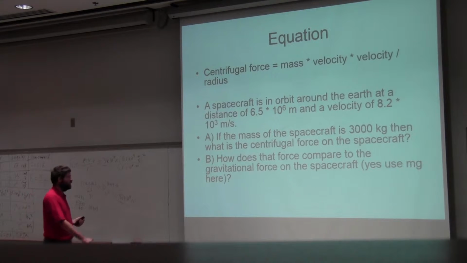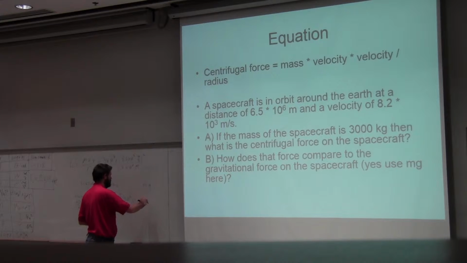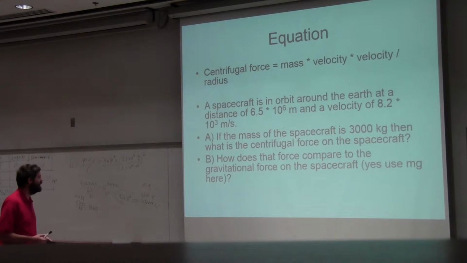Gravitational force. Actually, I'm just going to use 10 for g. mg, which is 10 times 3,000, which is 30,000 newtons. So you can see they're pretty close there. I think the velocity may be a slight bit too high. But that's only when you're in orbit that they're equal.